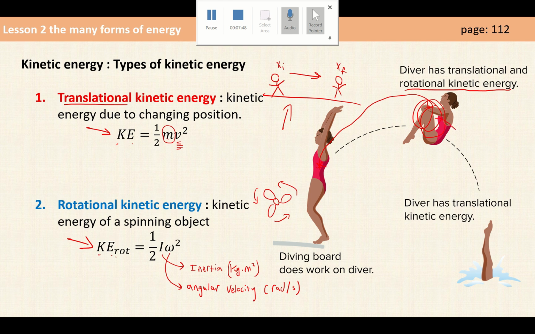After that, she stops rotating and then starts to free fall all the way down to the water, in which case she will have only translational kinetic energy because she stopped rotating around herself.